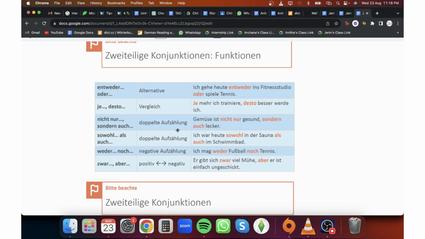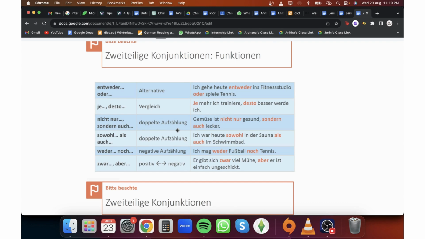So ergibt sich zwar viel Mühe, aber ist einfach ungeschickt. So this is kind of a complicated sentence. What we are saying here is sich Mühe geben. This is a phrase that we use. It means to, what can I say? Like to make effort. Alright, that's the best way I can put it in English. No other translation would work here. To make effort would be the best way to put it.